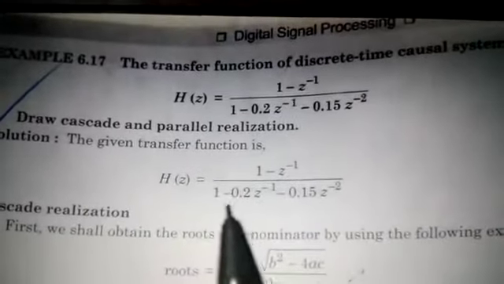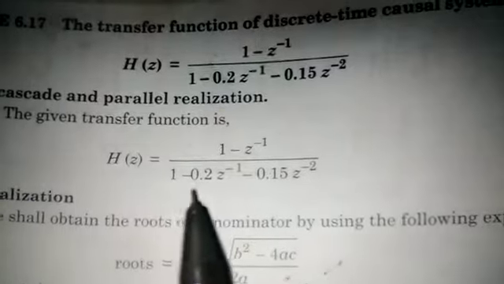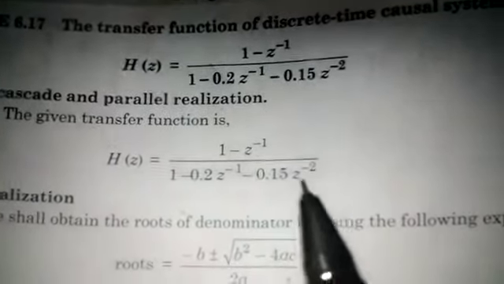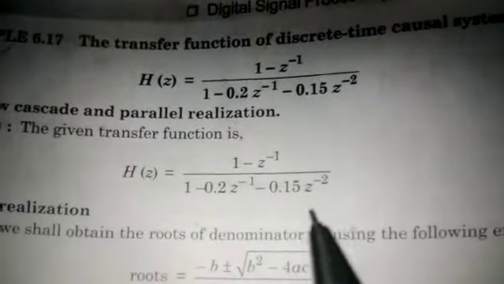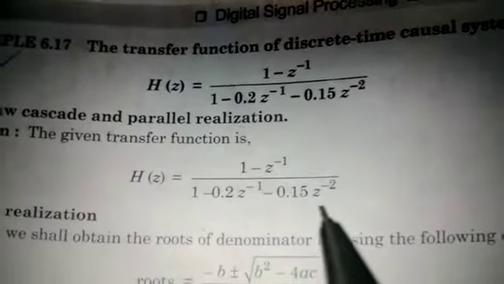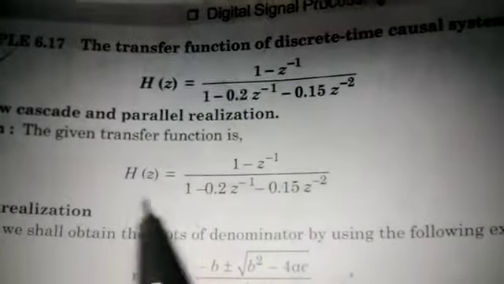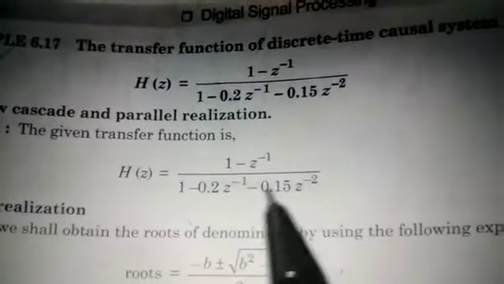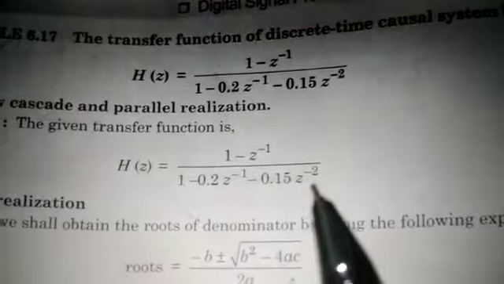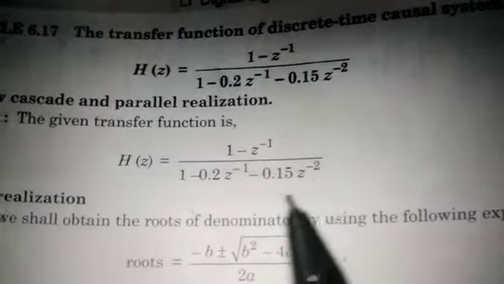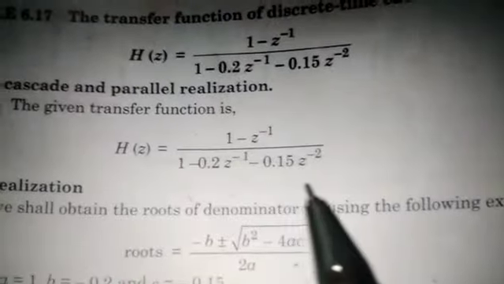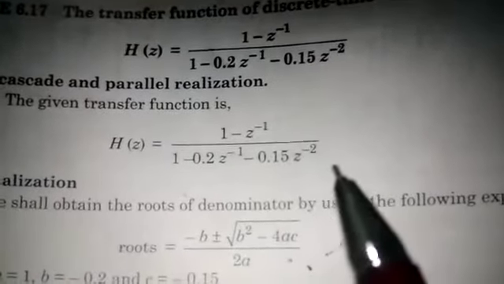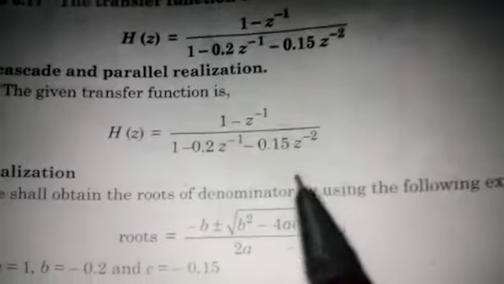So first of all, go through the cascade realization. Let us write this transfer function as it is. Since you can see here, this denominator is a second order polynomial. So we must find the roots of this second order polynomial first and then write this transfer function in terms of these roots, so that we will get different factors here. We will get the H1 of z, H2 of z, etc. And then we will cascade these two different factors, H1 of z and H2 of z. We will get the cascade realization.